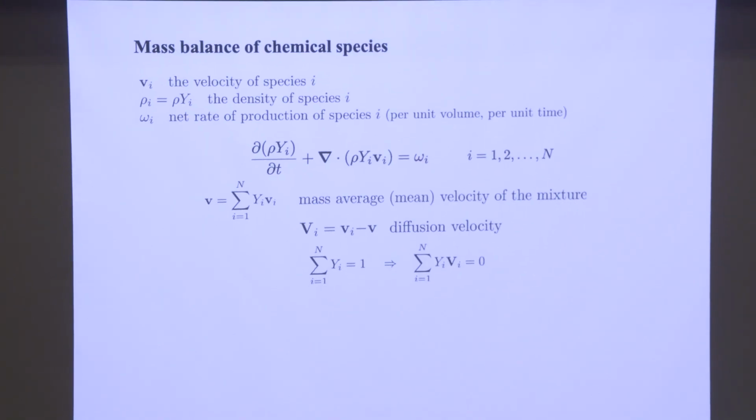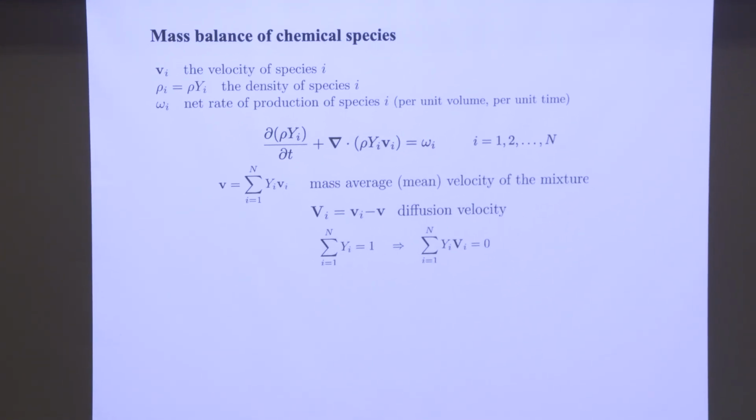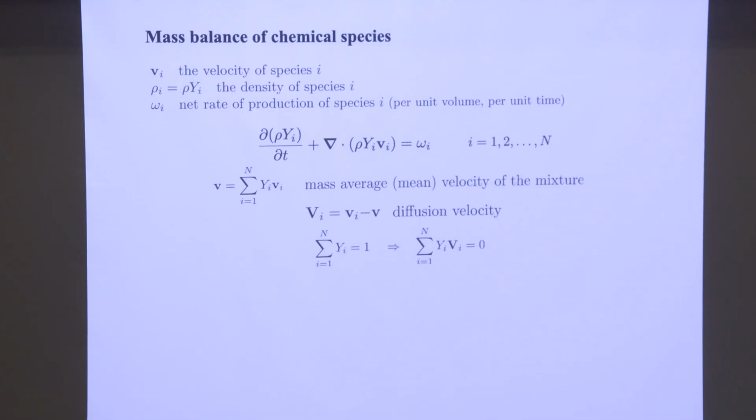Say the species are colored blue, red, orange. The blue moves at some velocity v_i, the red moves at a different velocity v_i, and so on. The density of species i can be written as rho times y_i, from previous slides. And so we can write, similarly to what we used before, the mass conservation: the time rate of change of the density rho_i, which is rho y_i, plus the divergence of rho_i v_i, which is rho y_i v_i.